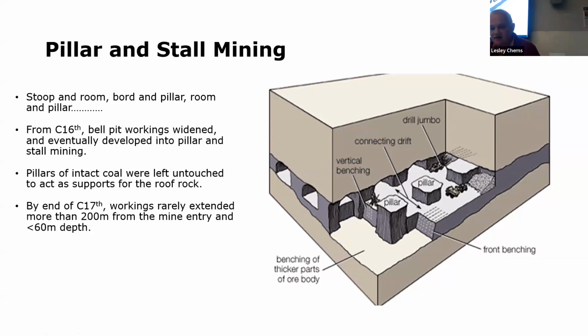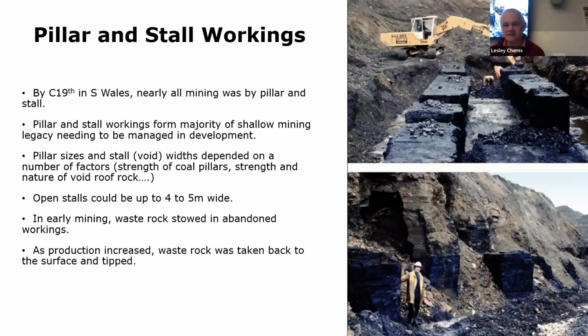Initially, they didn't go much more than 40 odd meters from the original bell pit entrance. But then as time went on, technologies improved, and by the 17th century, they extended maybe up to 200 meters from the original entry. And they were even up to 60 meters depth, some of them. As an example, here are some photographs of pillar and stall. You can see the pillars here, which were left in situ, and they took the coal out from in the middle here.